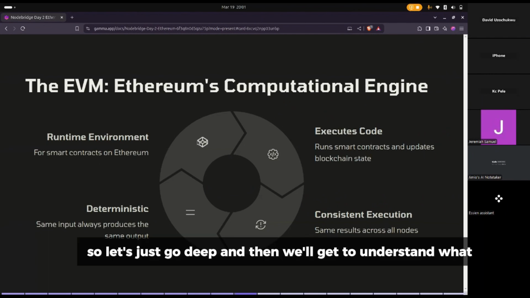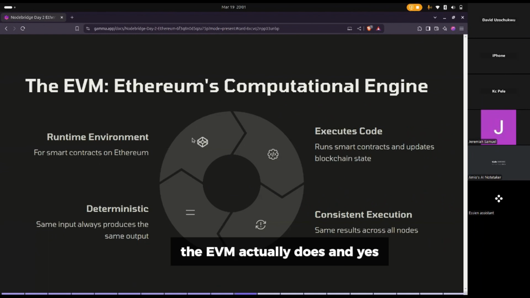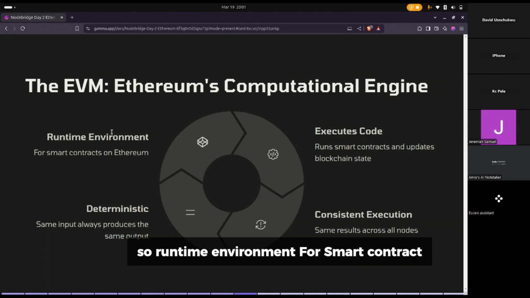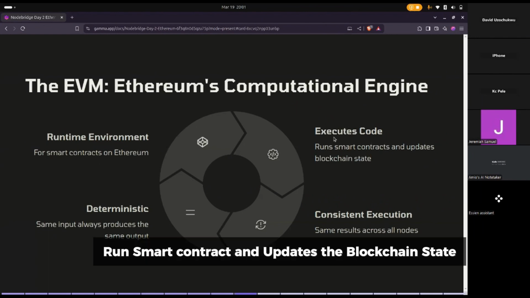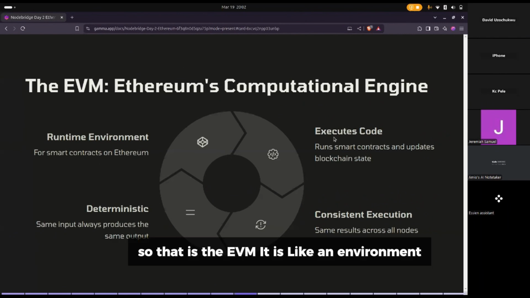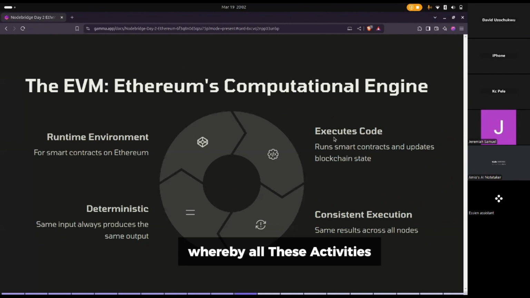So let's just go deep and then we'll get to understand what the EVM actually does. It is the runtime environment for smart contracts on Ethereum. It executes code, runs smart contracts, and updates the blockchain state. So that is the EVM. It is like an environment whereby all these activities take place.